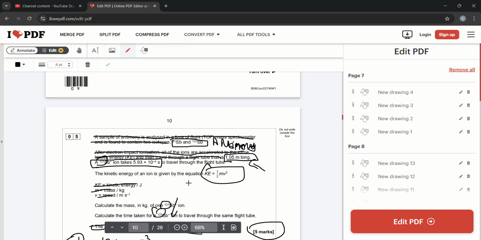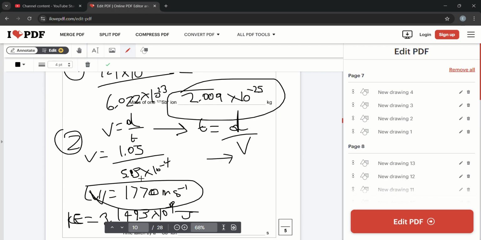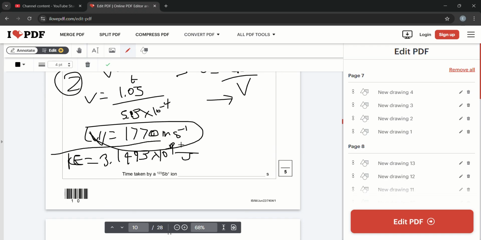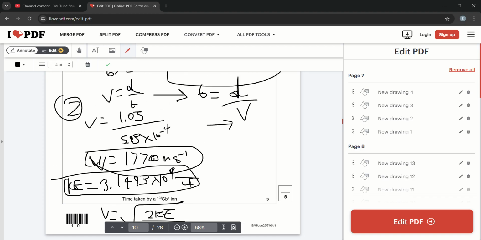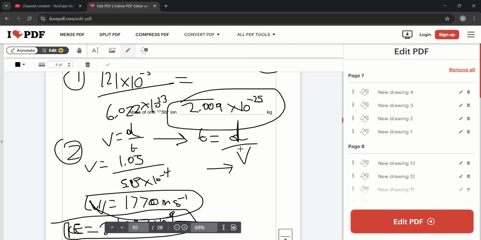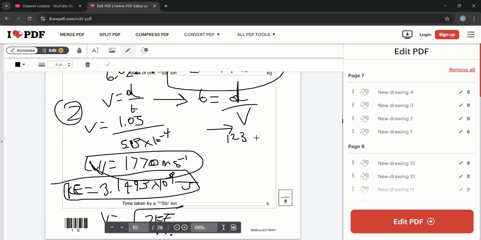The whole point of that is, because we know all the ions are accelerated to the same kinetic energy, it's going to be the same kinetic energy for the 121 Sb plus ion or the 123 Sb plus ion. Now we can find out the velocity of the 123 Sb plus ion. Velocity is equal to the square root of 2KE divided by m, and the mass of the 123 Sb plus ion, same thing as in the first part, is just going to be 123 times 10 to the power minus 3 divided by Avogadro's constant.